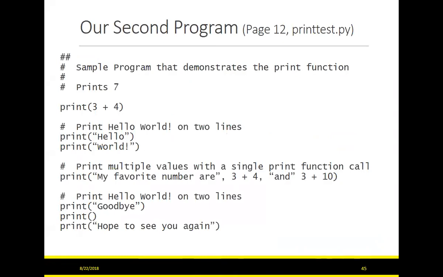Our second program, and I don't want to walk through this, we're not going to write it. So we can print 7. We can print hello world. We can print my favorite numbers are. So what's this one going to do? Let's see what it does. It's going to print my favorite number are. That's not even good English. My favorite number are 7 and 13.